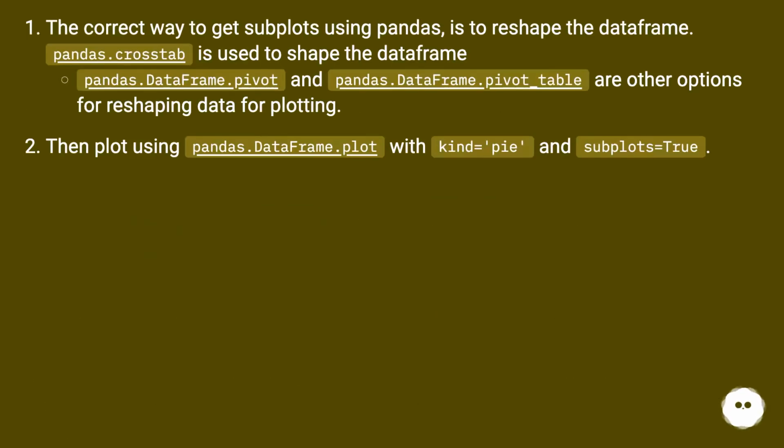The correct way to get subplots using pandas is to reshape the data frame. pandas.crosstab is used to reshape the data frame. pandas.DataFrame.pivot and pandas.DataFrame.pivot_table are the options for reshaping data for plotting. Then plot using pandas.DataFrame.plot with kind equals pie and subplots equals True.